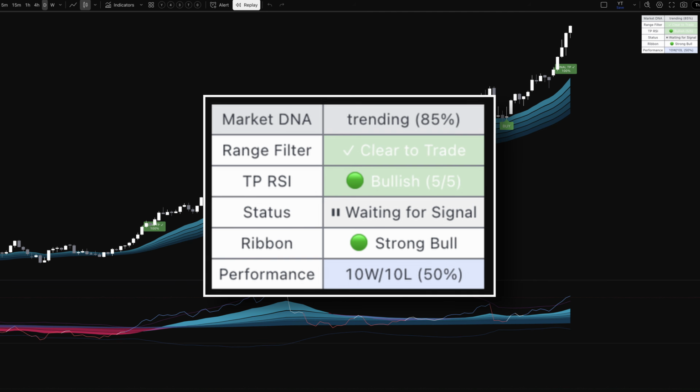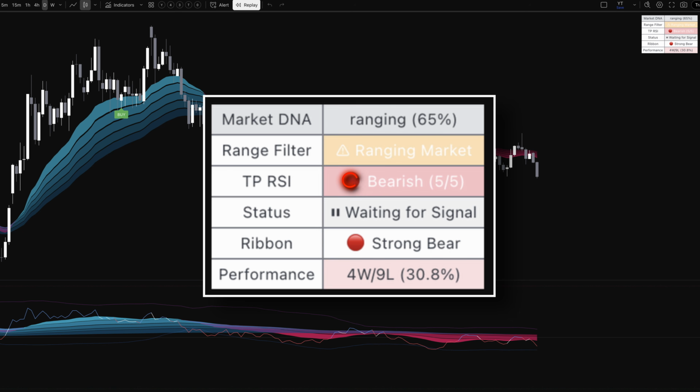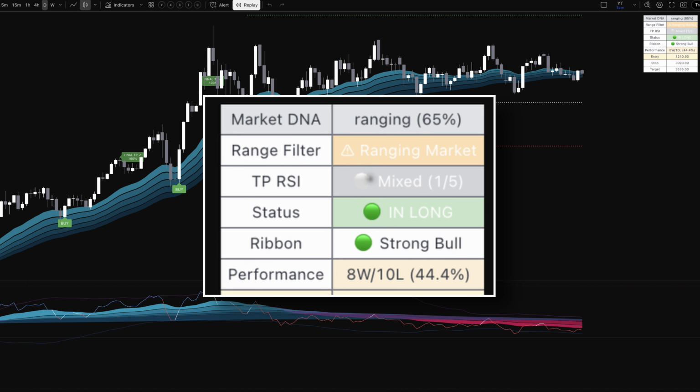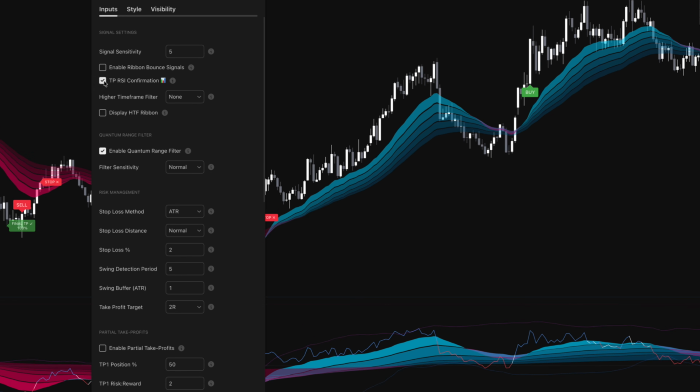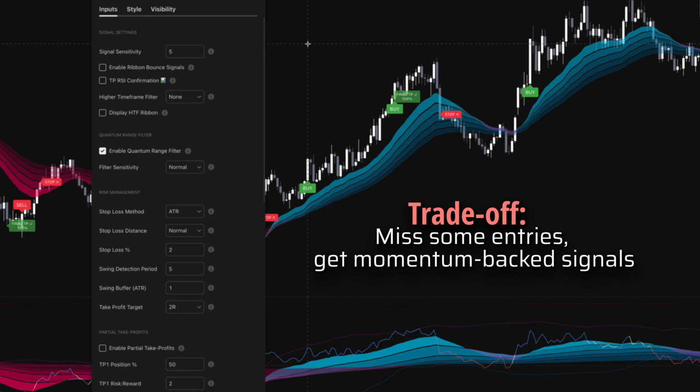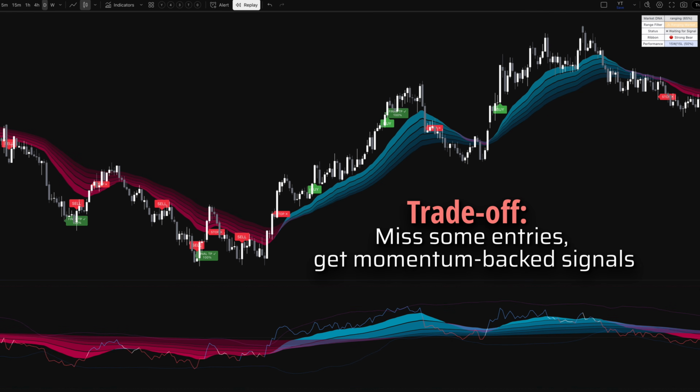The stats table shows TP/RSI status when enabled. Green circle with the count when bullish, red when bearish, gray when mixed. At a glance, you know whether momentum confirms your direction. Will you miss some entries? Yes. The RSI ribbon might not be fully aligned when the price ribbon fires a signal. That's the trade-off. Fewer signals, but the ones you get have momentum backing them.